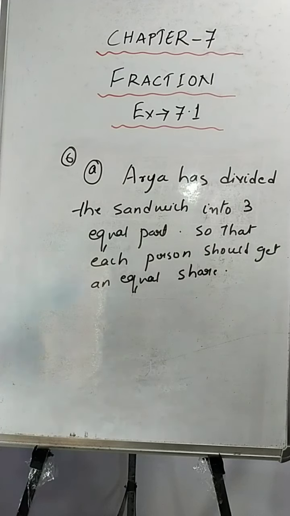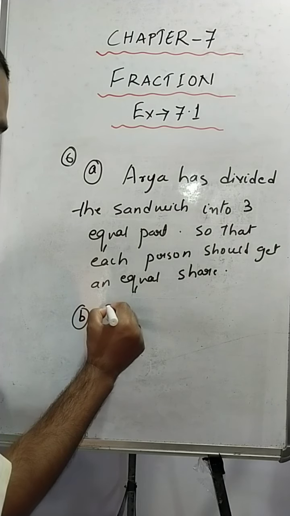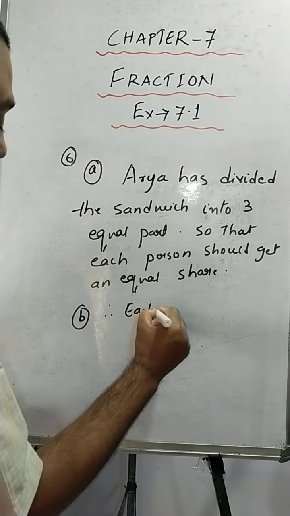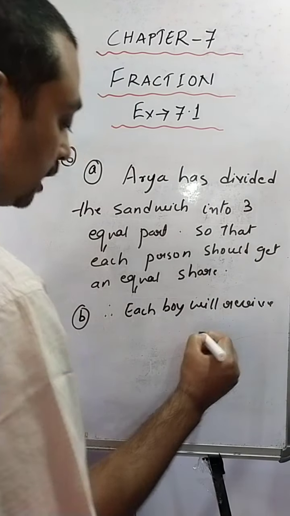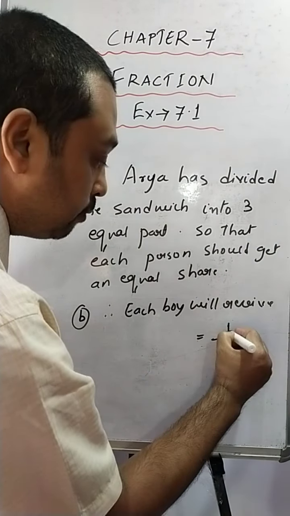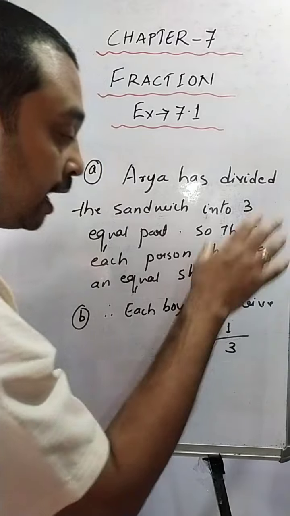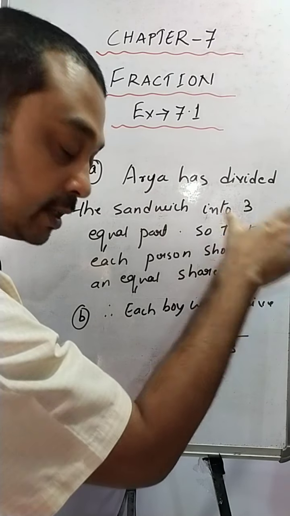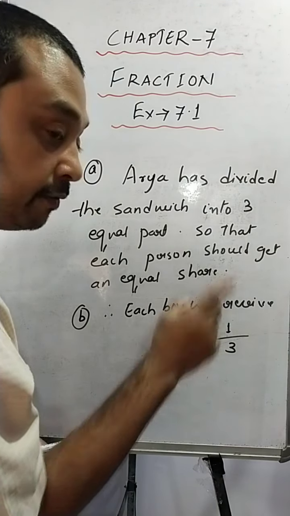Okay, so this is the solution of sum number A. And in sum number B, we have: what part of the sandwich will each boy receive? So the required fraction will be what? Therefore, each boy will receive what part? That means how many total parts were there? 3. And how many parts were received by each student? Only 1. Out of 3, only 1 part was given to Vivek, 1 part was given to Abhimanyu, and 1 part was taken by Arya himself, isn't it? So what is the fraction for each boy? That is 1 out of 3.